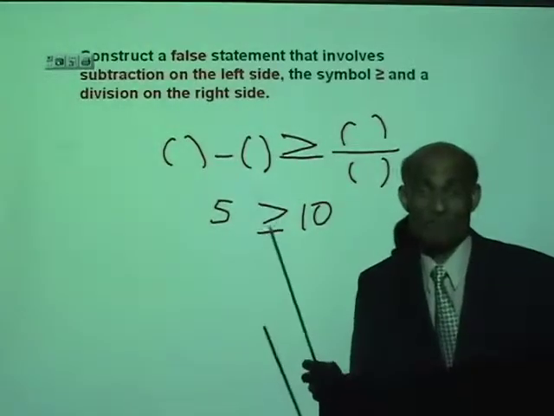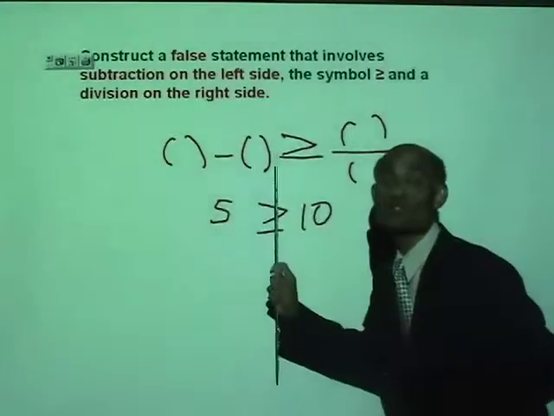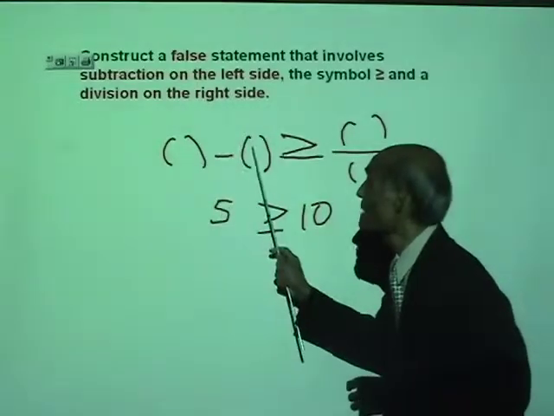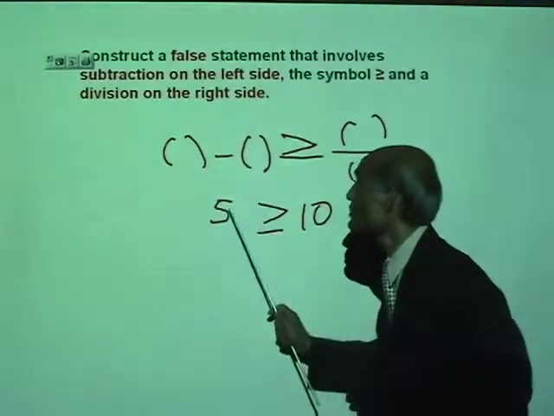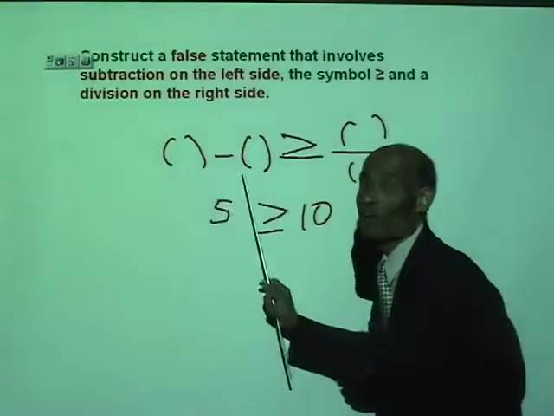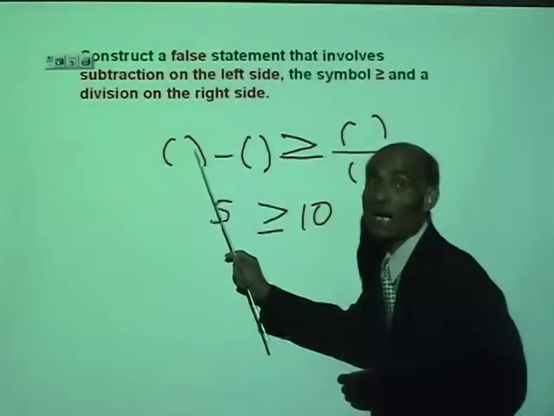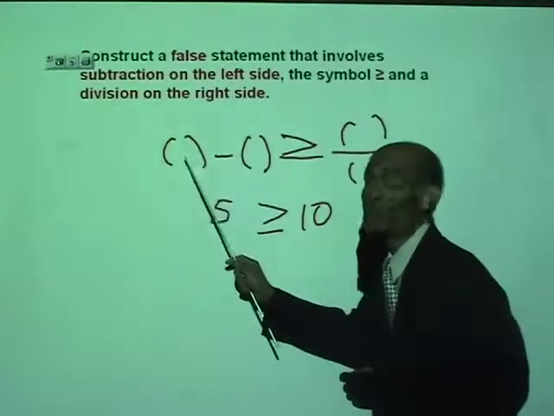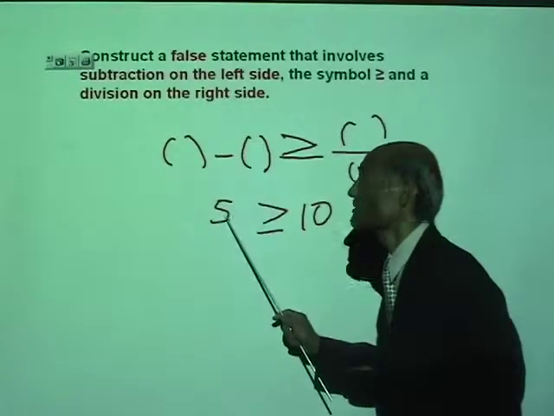Well, that's a false statement. So what you need to do now is find two numbers. When you subtract, you will get 5. Alright, give me a number here and a number here, so that when you subtract, you get 5.